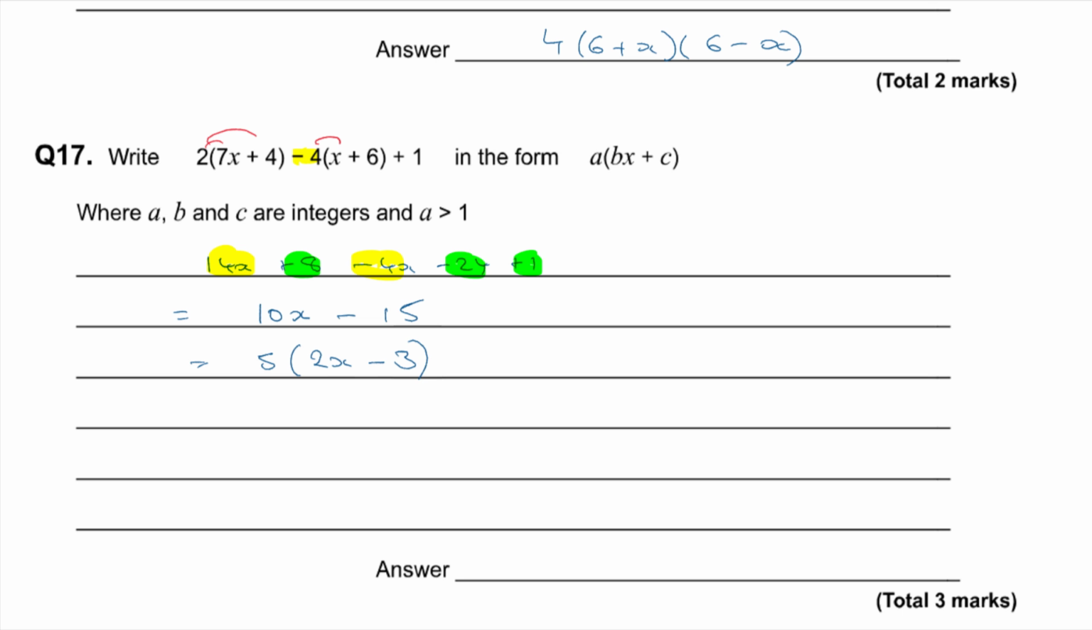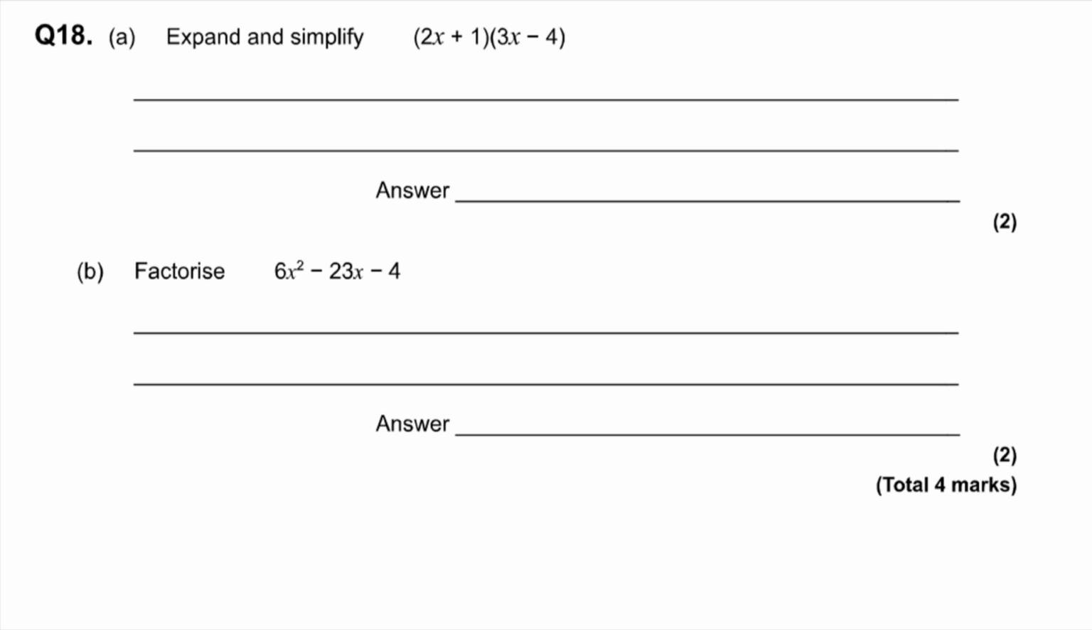That is in the correct form, so that is in my final answer: 5 lots of 2x minus 3. Question 18, expand and simplify (2x + 1)(3x - 4). So multiplying out brackets again.